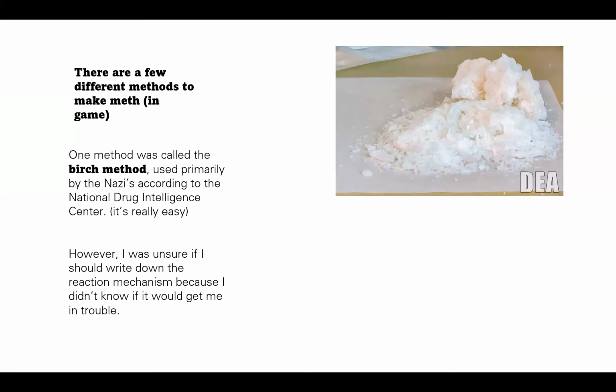As we know, there are almost always multiple synthesis routes to make a compound. In this case, there are multiple ways to make methamphetamine, but the method I'll be talking about involves the Birch method, which was the primary way of synthesizing meth by the Nazis back when they were relevant. But how can this be so simple and easy, you ask? Well, I wasn't sure if I should write out the reaction mechanism because I don't know if I'm currently on a watch list or not, but essentially the Birch method uses sodium or lithium metal in the presence of anhydrous ammonia to undergo a Birch reduction and change pseudoephedrine into methamphetamine.